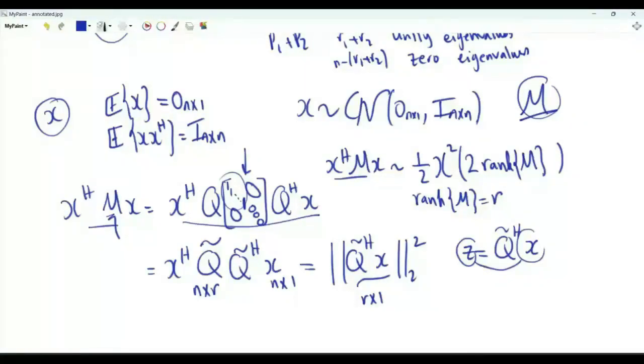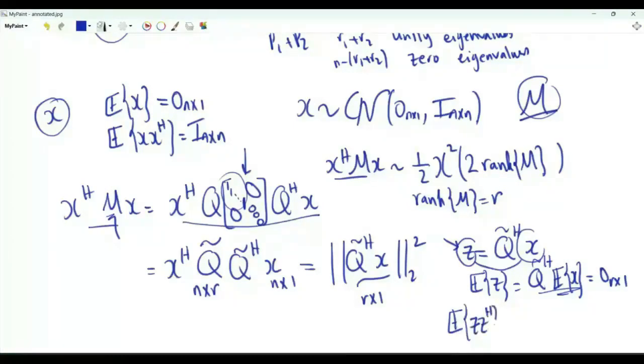X is a Gaussian random vector, so Z is a Gaussian random vector. X is circularly symmetric, so Z is also circularly symmetric. To fully characterize the distribution of Z, we need the mean, which is Q tilde Hermitian times the expectation of random vector x. This is the zero vector, because the components of x are zero mean.